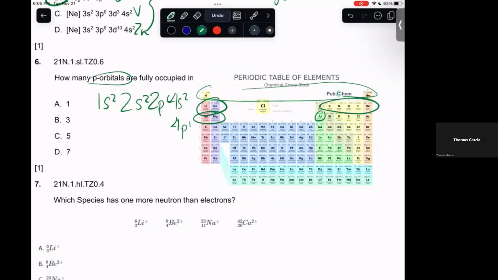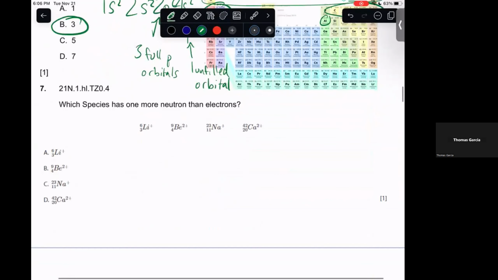How many p orbitals are fully occupied? 2p6 represents 3 full p orbitals. 4p1 is 1 unfilled orbital. Therefore, my answer is B, 3. All right, moving on to number 7.